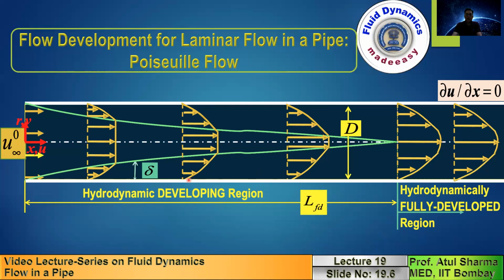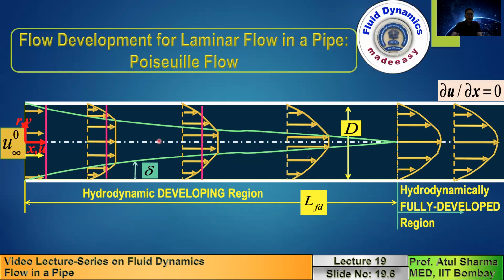So when you consider uniform flow inside a pipe, there are two regions. Initially, there is a hydrodynamically developing region. Then the actual velocity profile reaches a velocity distribution which does not change at further downstream locations, and after the location downstream of which the velocity profile stops changing, this is called the hydrodynamically fully developed region.